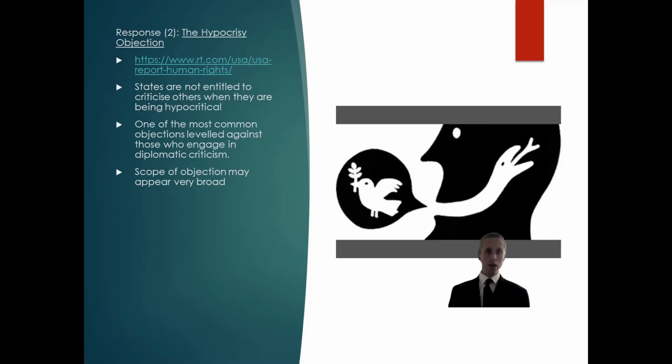Now, this highlights hypocrisy. And the objection about hypocrisy is one of the most common objections leveled against diplomatic criticism, leveled against naming and shaming. For instance, in response to the US criticism of its human rights record, in 2012, the Russian Foreign Ministry issued a 50-page official report cataloguing American violations of human rights, including rendition, police discrimination, and drone strikes.